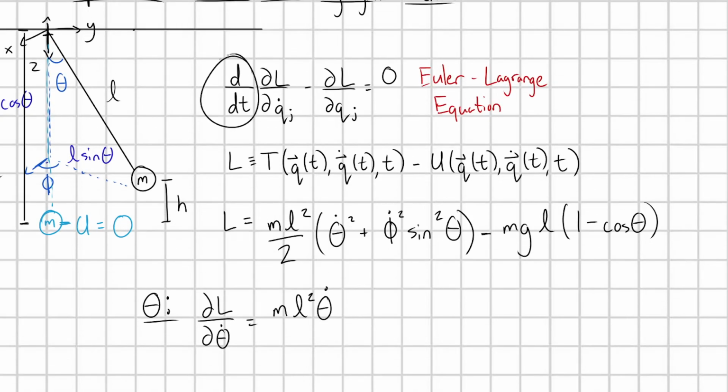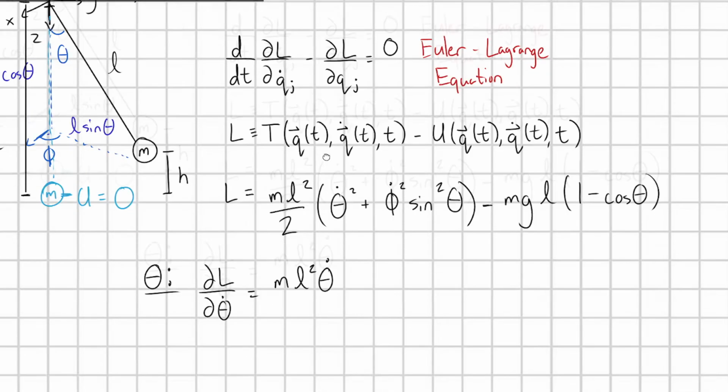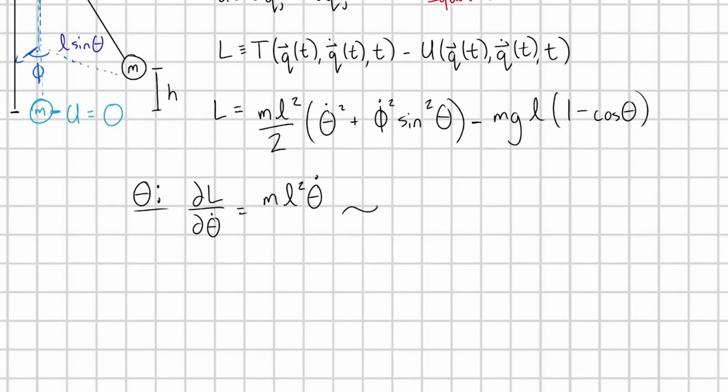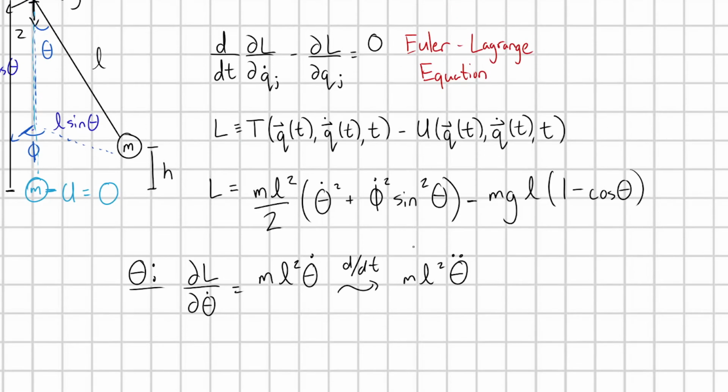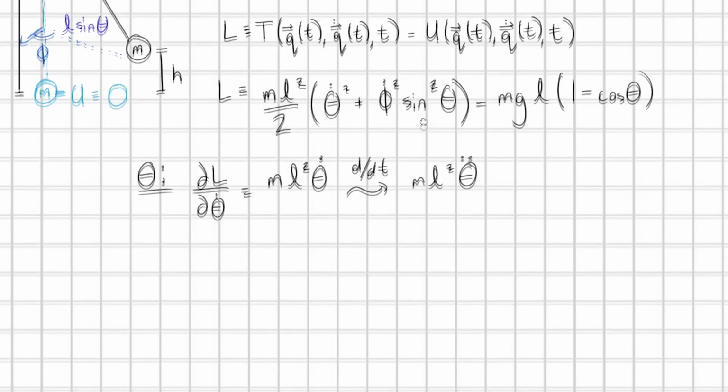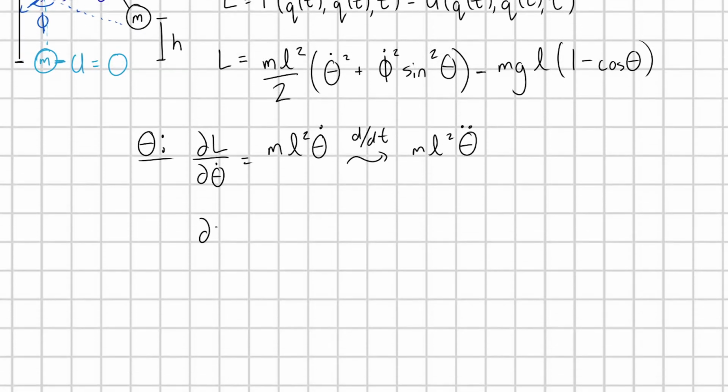Then we have to take the time derivative of that after. So let's go ahead and next take our time derivative, d/dt, and we're going to be left with ml squared theta double dot. Cool. Next, let's go ahead and collect our dL with respect to just theta. Okay, so we need dL with respect to theta.